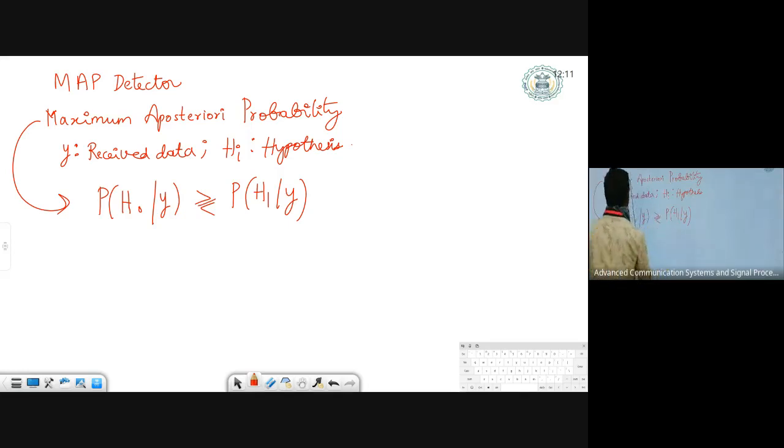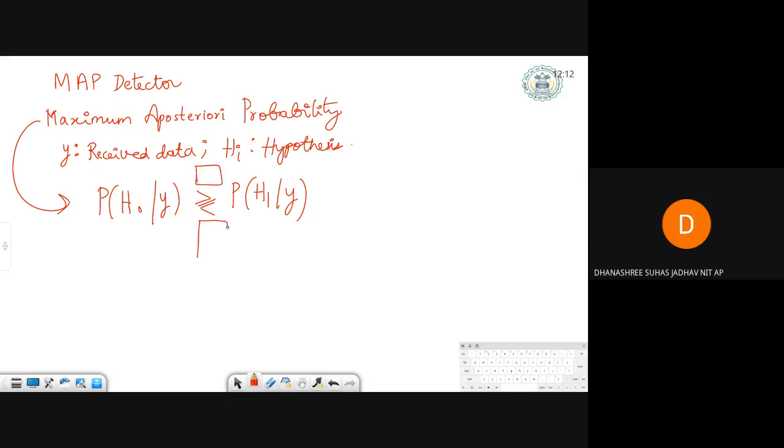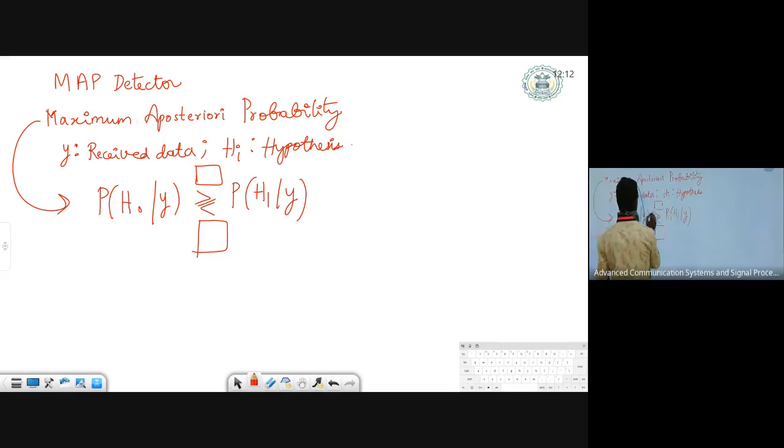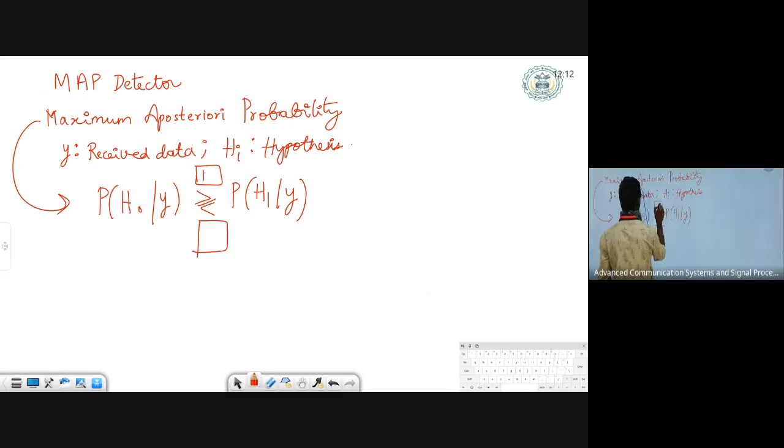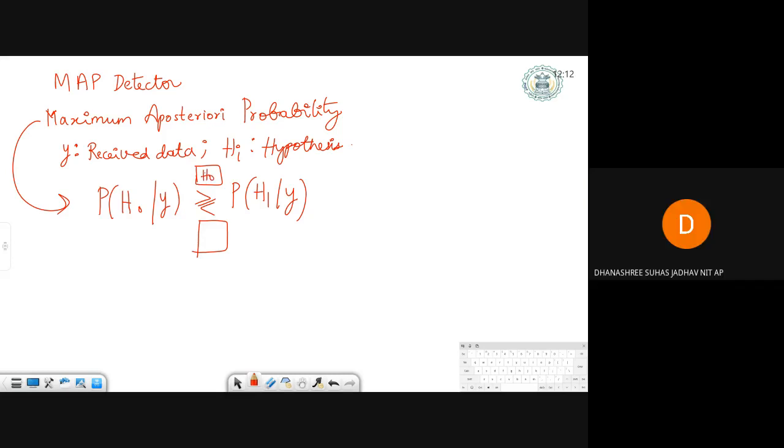Roll number 5, what should I keep over here in the top? Sir, greater than and less than. If P of H naught given Y is greater than P of H1 given Y, then the decision will be taken towards H naught. Above will be 0 and below will be 1. That means hypothesis H naught might have happened. Yes sir. And otherwise it will be H1.